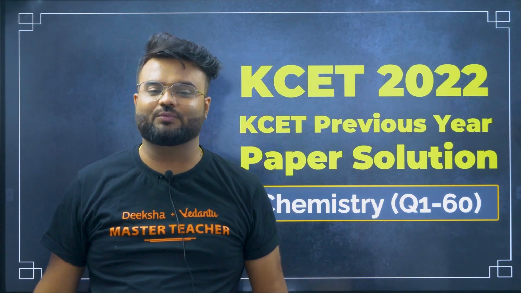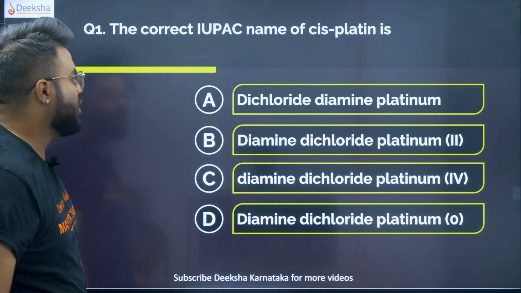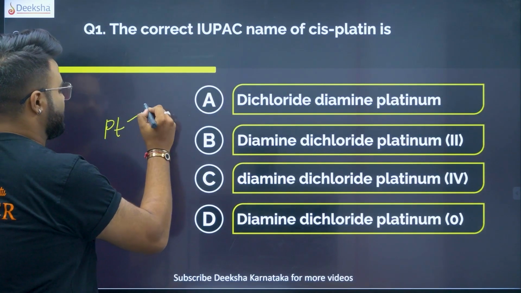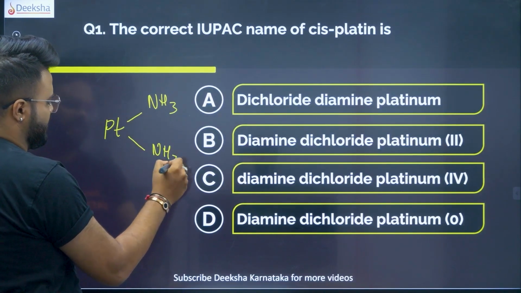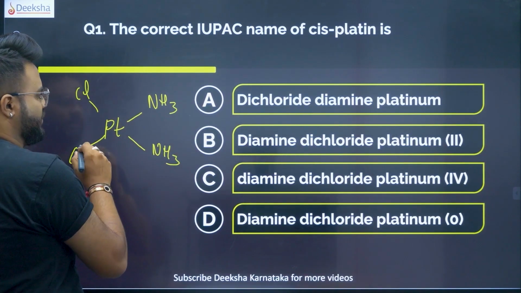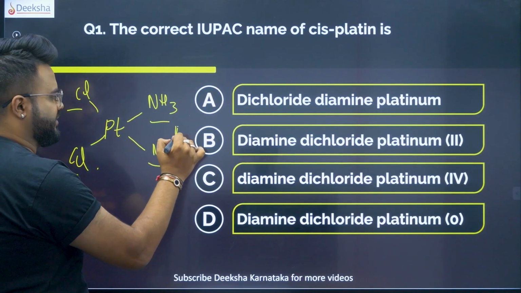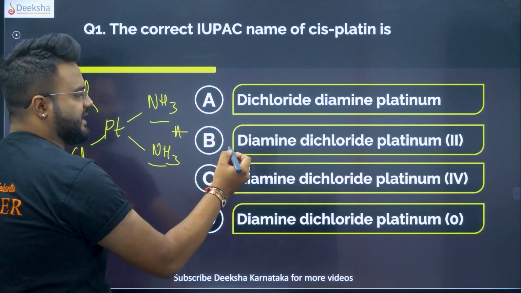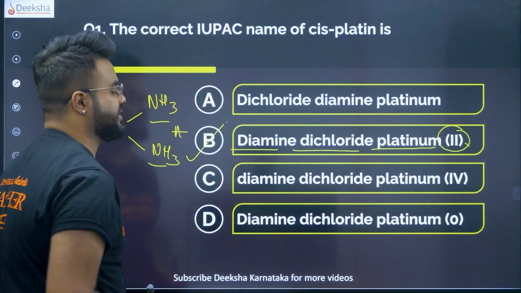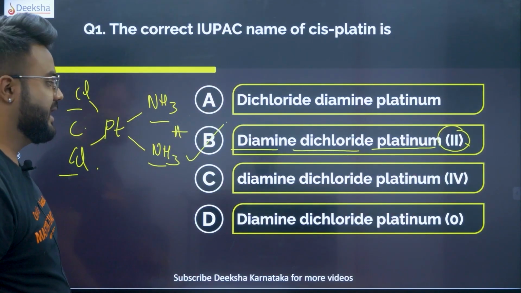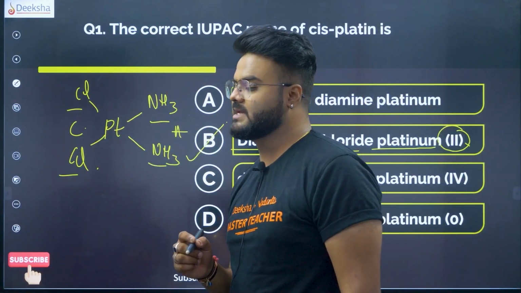Then let's get started with question number 1. The correct IUPAC name of cisplatin is, what is cisplatin? Platinum with ammonia. Here it is chloride and chloride. So it is 2 ammonia and 2 chloride. Ammine comes first, then chloride next. That is diamminedichloroplatinum(II). Therefore option B will be your correct answer. And this cisplatin is used for cancer treatment. It is an anti-cancer drug.